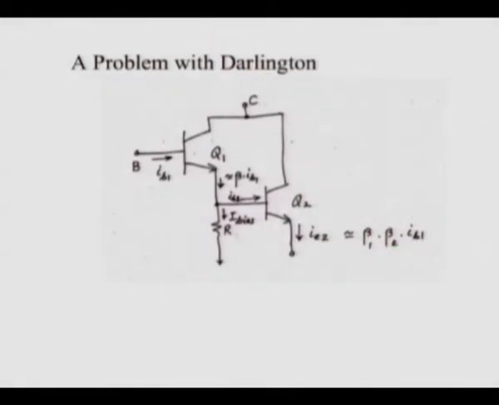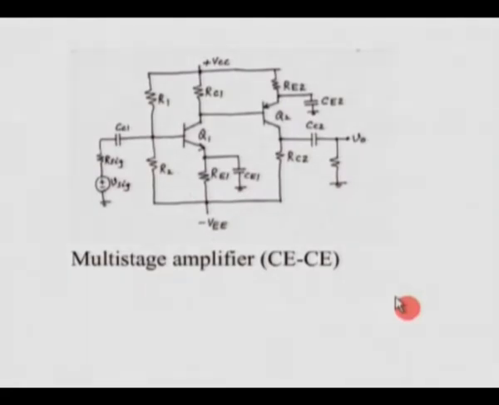So, this is something we need to keep in mind when we design an actual Darlington, and if we try to increase the input resistance by putting a large resistance at the emitter of the second device, we need to be very careful about the biasing. We need to ensure that both the transistors have reasonable currents. Now, let us consider a typical discrete multi-stage amplifier.